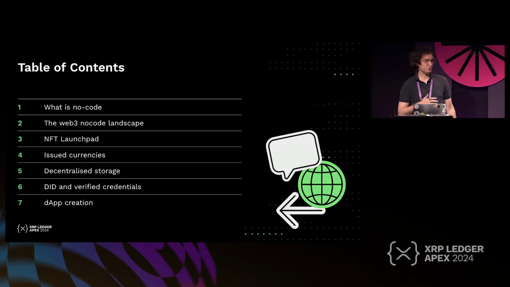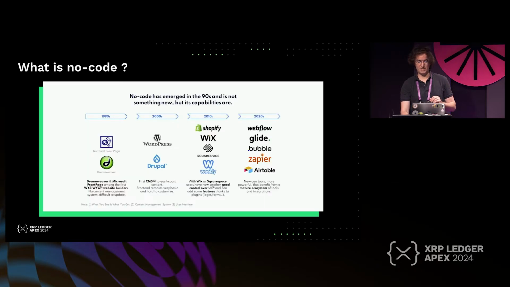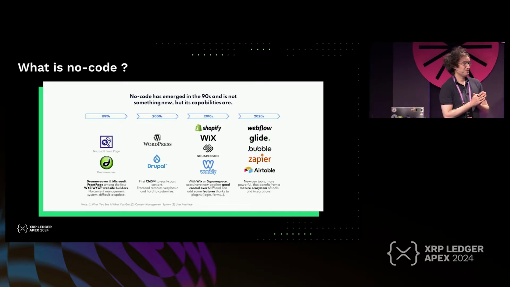So I'm going to walk you through what no code is, what that means, and what you can do with it today. We're going to review the landscape of what you can do with blockchain applications. Then I'm going to walk through several verticals that you can use on XRP, and then we're going to wrap this up if you have questions. But first, what is no code?